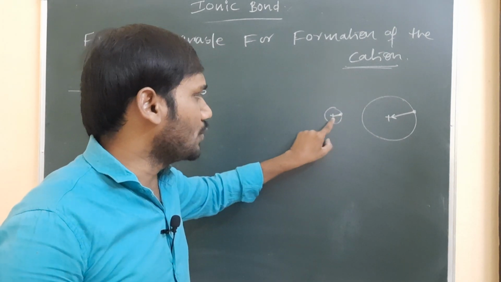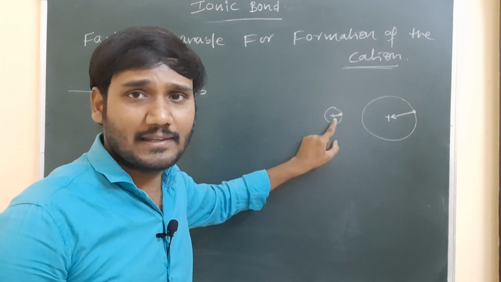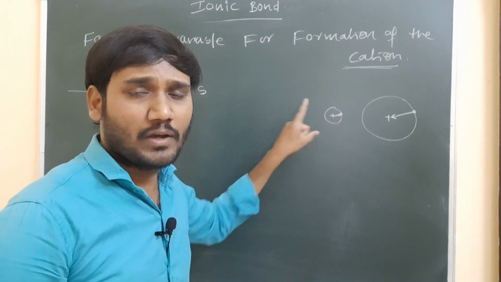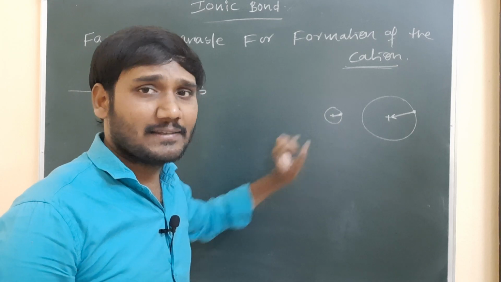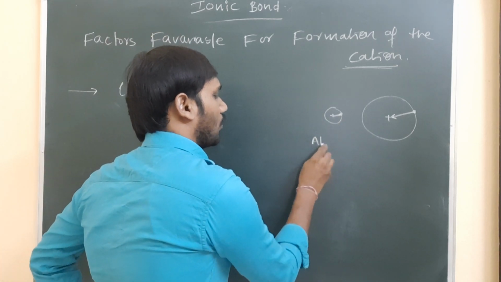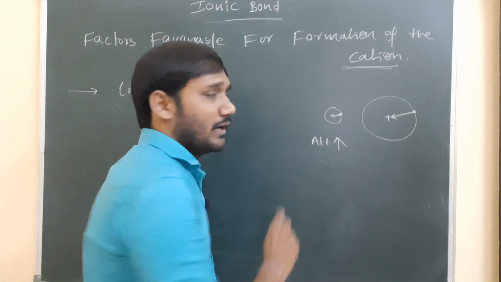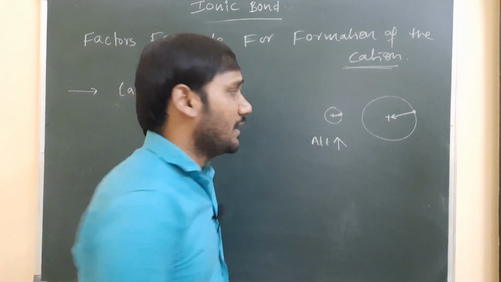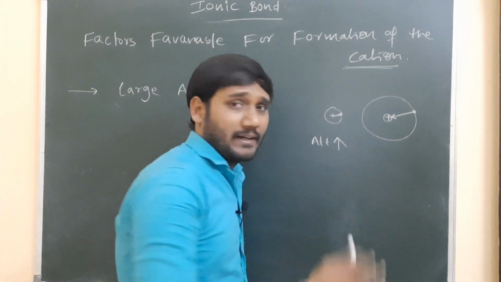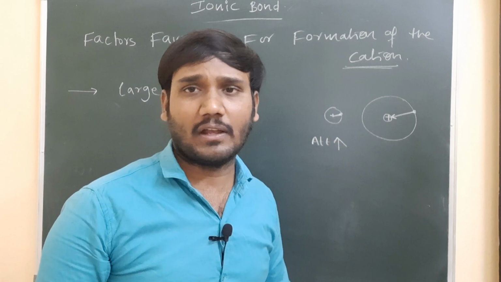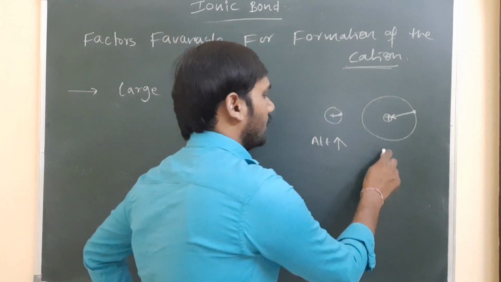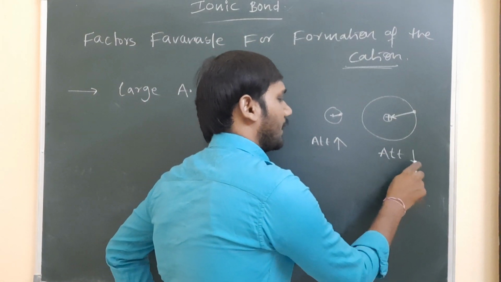So here, from the nucleus to the last electron, the distance is less because the size is less. Due to the distance being less, the attractions are more. Attractions between what? Nucleus and last electron. Here, the distance is more. When the distance increases, what happens to the attraction capacity? It decreases. So now here the attraction capacity decreases.